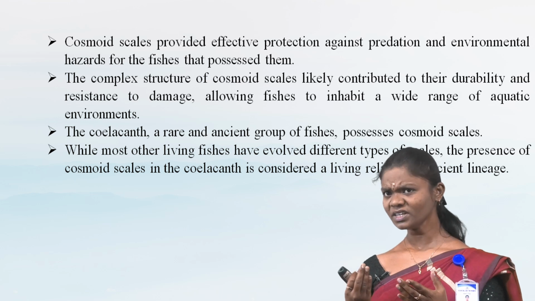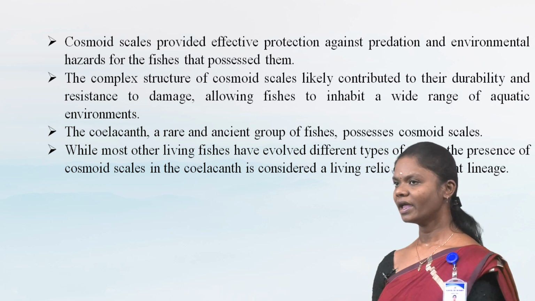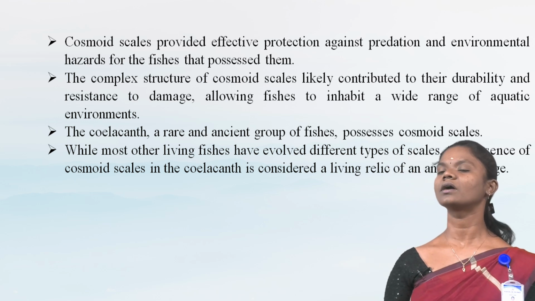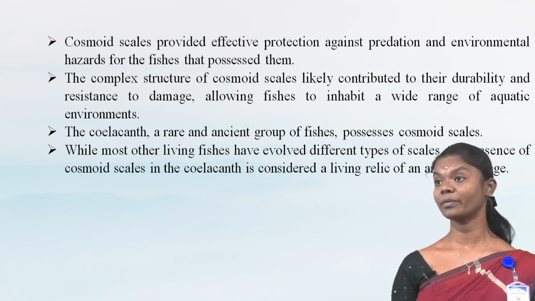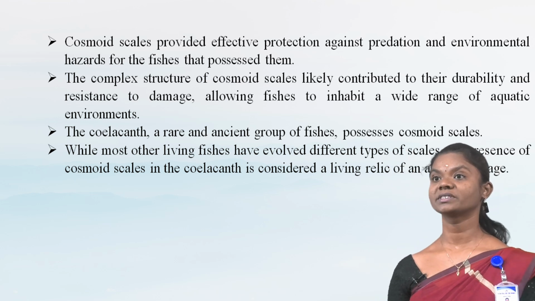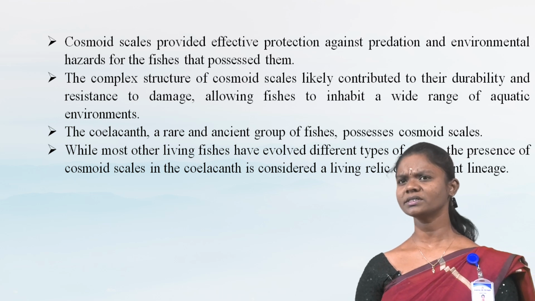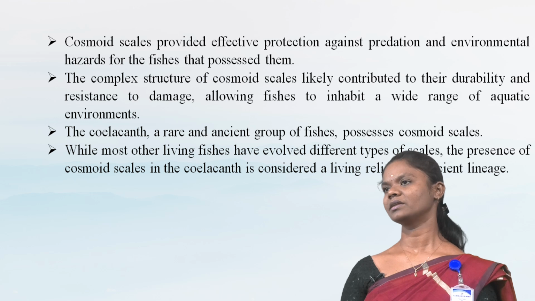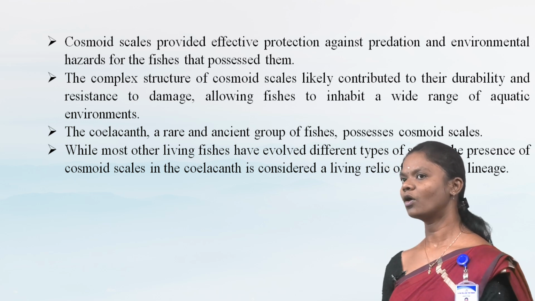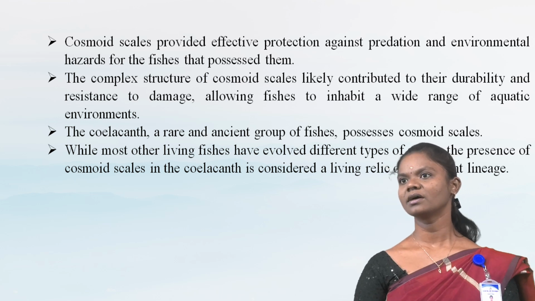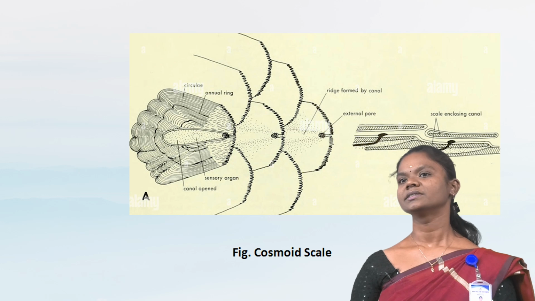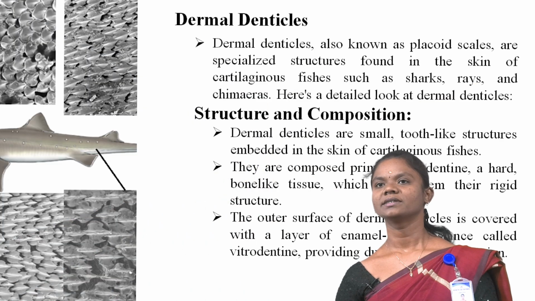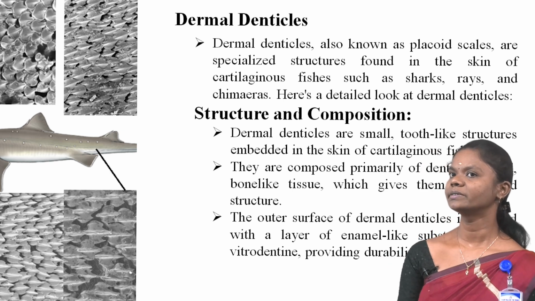So, coelacanths. Coelacanths are a rare and ancestral group of fishes. While most other living fishes have evolved different types of scales, the presence of cosmoid scales in the coelacanth is considered a living link to an ancestral lineage. And this is cosmoid scales, and dermal denticles.